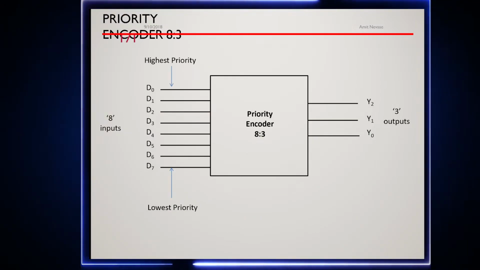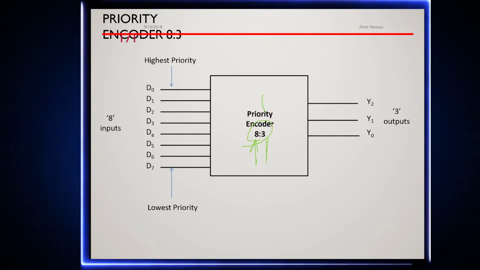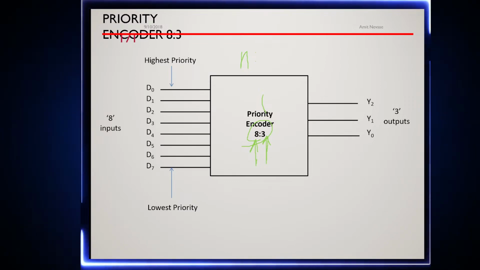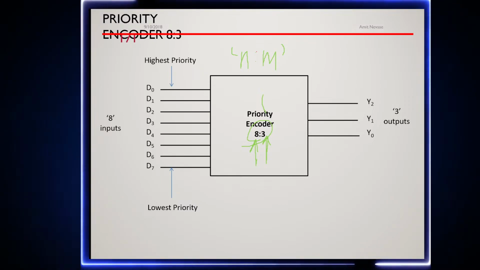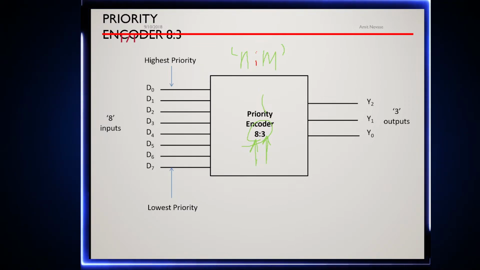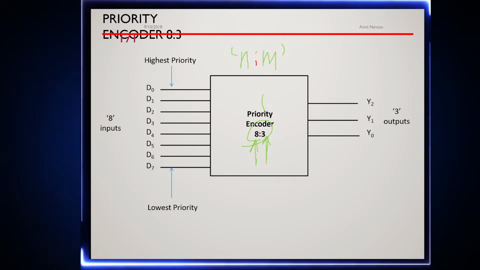Yeah, so you can see over here, this is a 8:3 encoder. Now what does this 8:3 mean? 8 is nothing but input lines and 3 is nothing but output lines. So it's basically n is to m. I guess this color is not visible on the slide. Yeah. So it is n is to m. Right. So this particular priority encoder will have 8 inputs and 3 outputs.